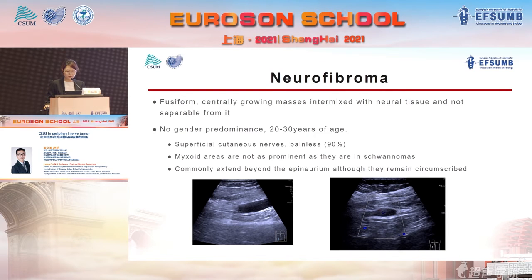Neurofibromas are fusiform, centrally growing masses mixed with neural tissue and not separable from it. No gender predominance, 20 to 30 years of age, superficial cutaneous nerves, painless. Myxoid areas are not as predominant as they are in schwannomas, commonly extended beyond the epineurium, although they remain circumscribed.